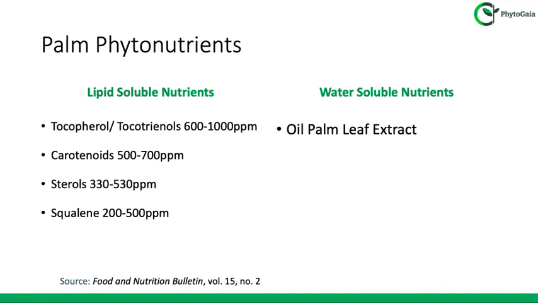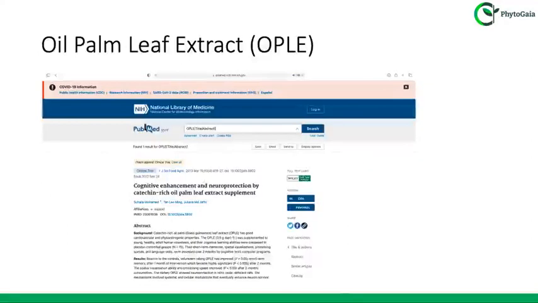The water soluble nutrients are the oil palm leaf extract and the oil palm phenolics from the POME. The oil palm leaf extract is extracted from the frond of the leaf. The oil palm phenolics are extracted from a byproduct of the CPO process called POME.